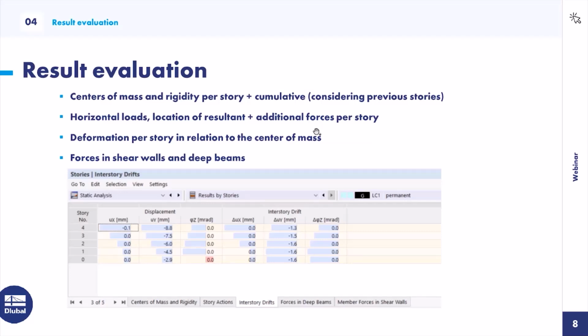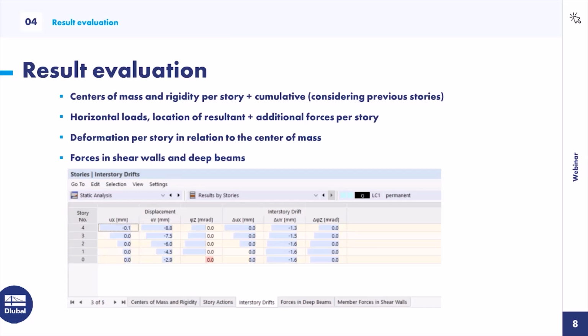to the last chapter, the result evaluation. When you click the static analysis here, you have this point, results by stories, and you have these 5 tabs: the center of mass and rigidity, story actions, interstory drifts, then forces in deep beams and shear walls. And maybe it's easier when I show you in the program.